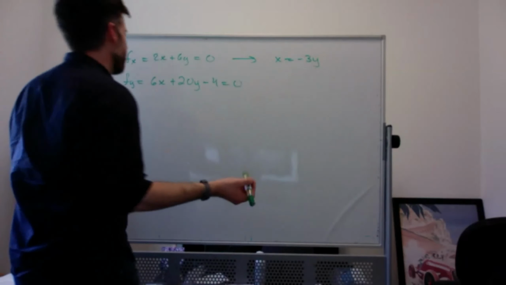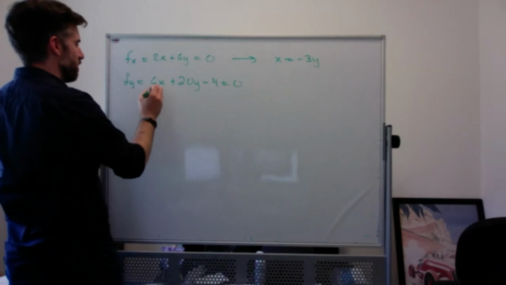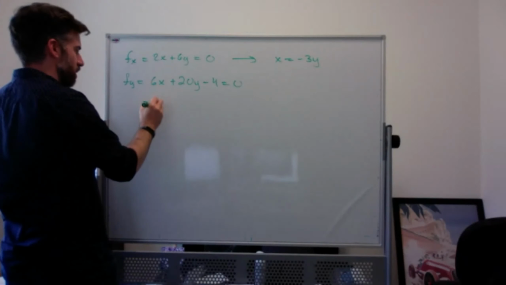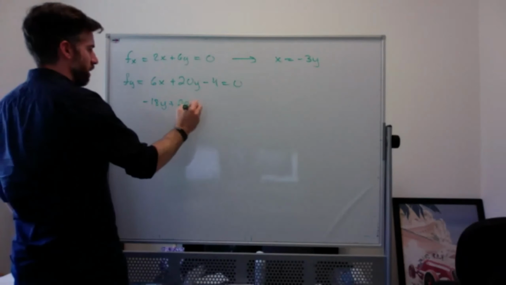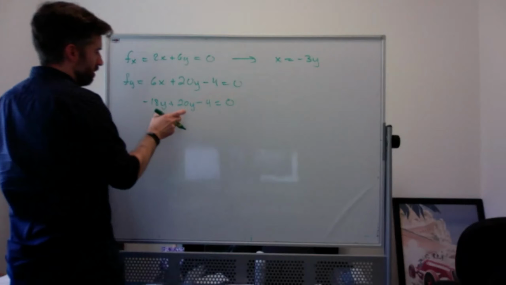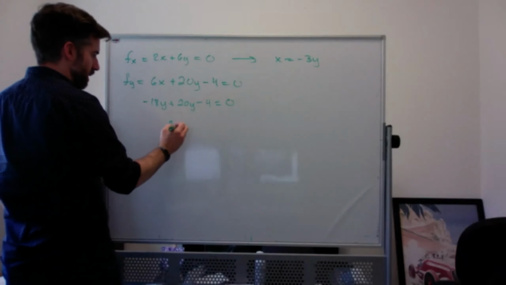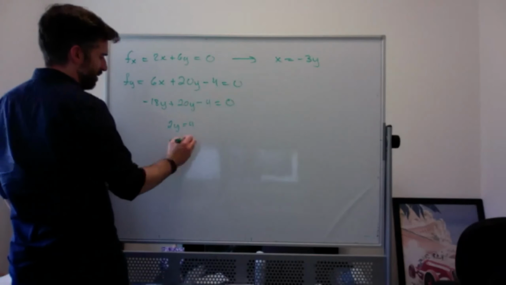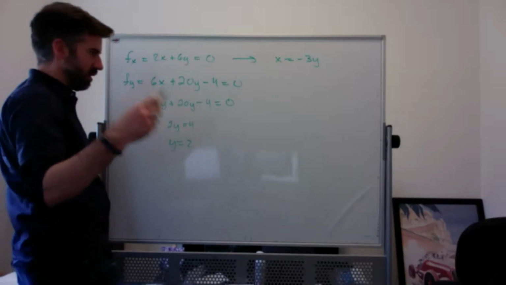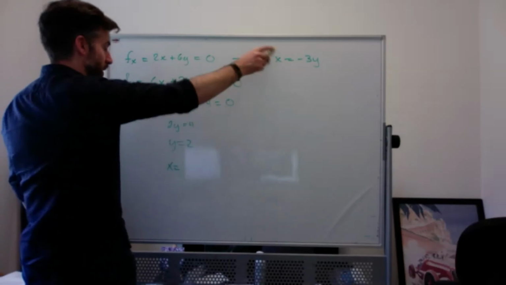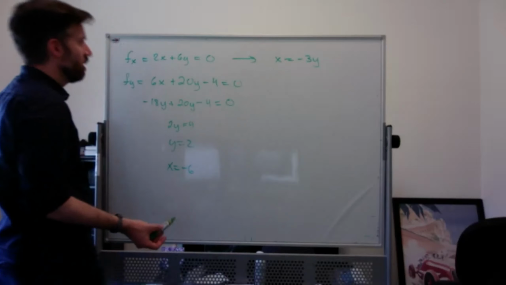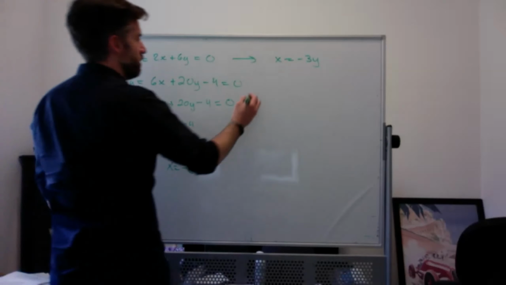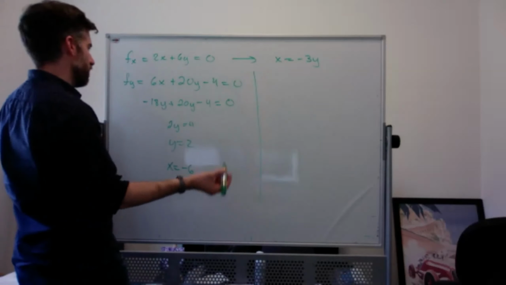I was like, why are these numbers so gross? Okay, so then we're going to get negative 18y plus 20y minus 4 equal to 0. We get 2y equal to 4. We get y equal to 2, which is so much better than y equal to whatever. And we get x equal to negative 3 times 2, which is negative 6.